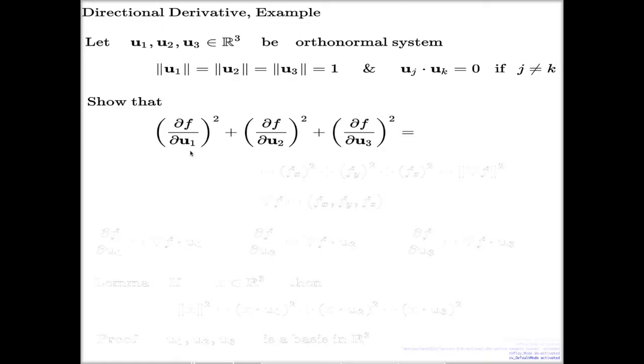What the example claims is that it will be the same as if you take the sum of the squares of the Cartesian derivatives, the x, y, z derivatives, which in another language is the magnitude of the gradient, right? Because the gradient consists of these pieces as components. That's the coordinates of my gradient. So we need to equate these three directional derivatives to the Cartesian ones.